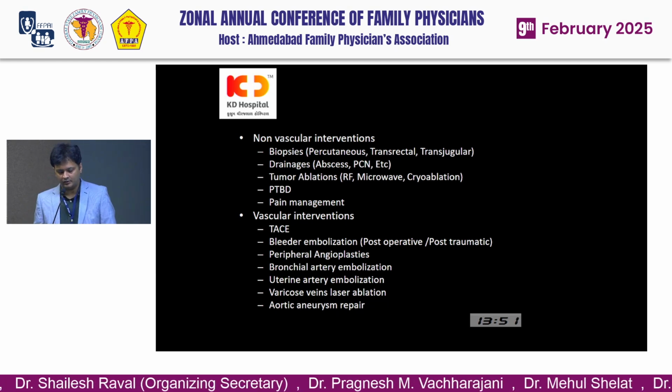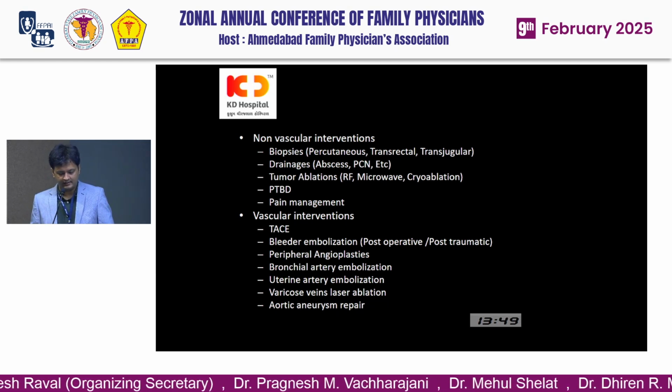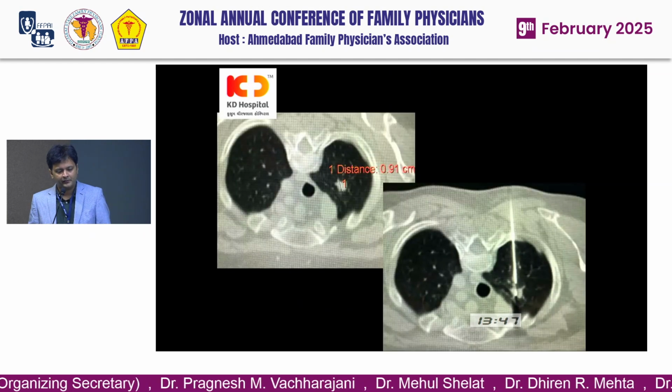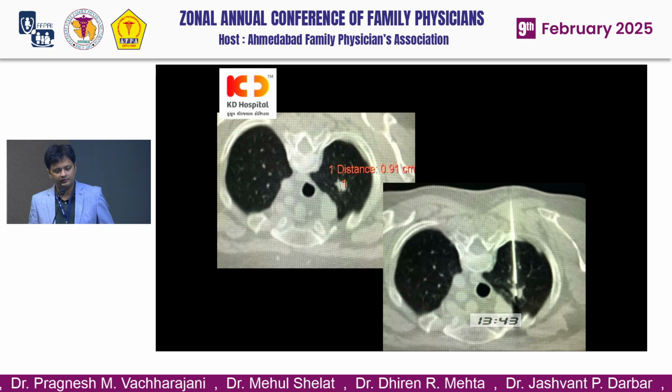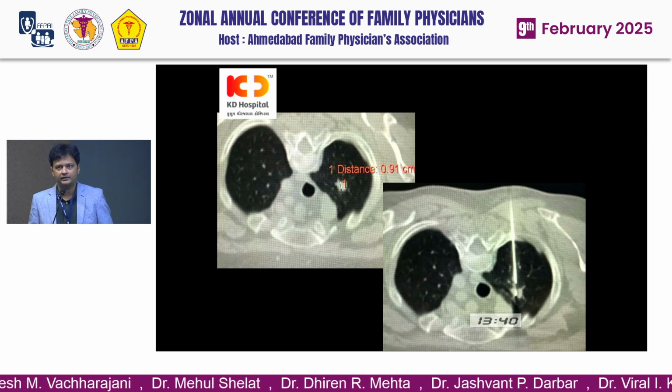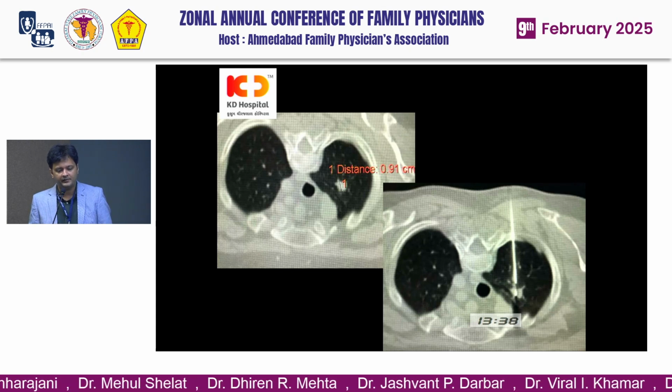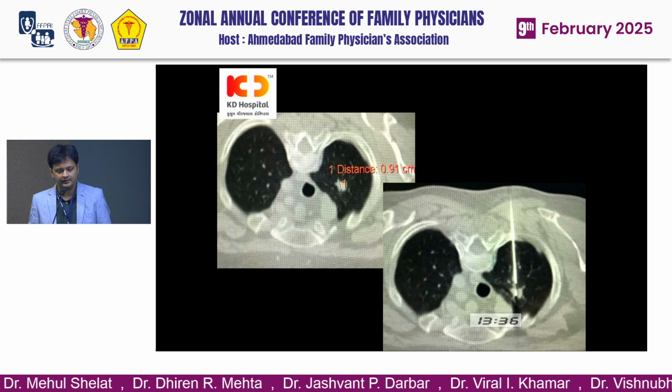These are the various non-vascular and vascular interventions, and I will give you an example of each and every one. So this is an image showing a CT guided biopsy of a sub-centimeter lung nodule. This was a patient who was operated for CA esophagus. On follow-up, a 9 mm nodule was detected in the upper lobe.